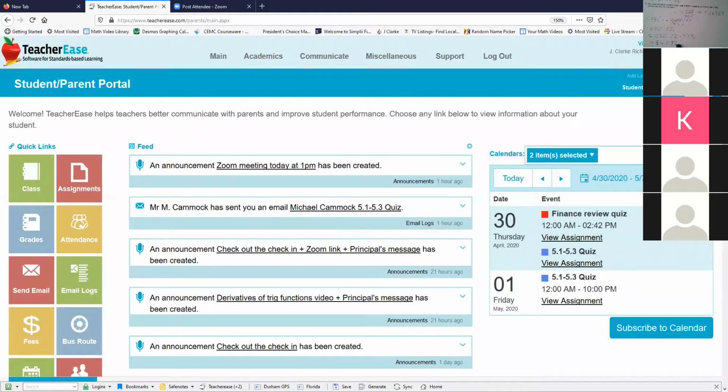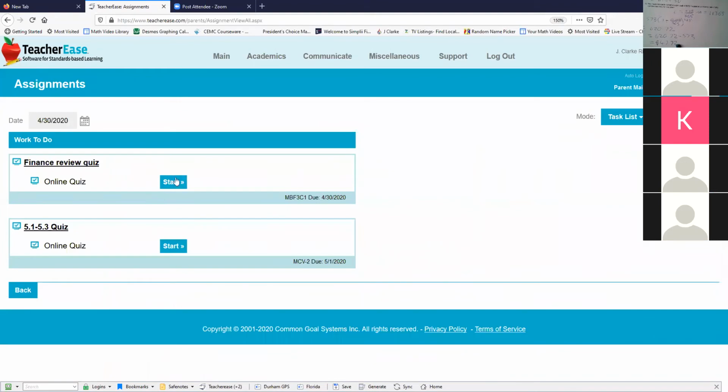Okay, hopefully you're seeing my screen right now. Everybody seeing my screen? Yes. Okay, so what I'm doing is I'm logging into my Teacher Ease account as if I'm a student, and I'm going to go to where my assignments are. You can see my assignments button right here, and the finance review quiz is the one I'm doing.